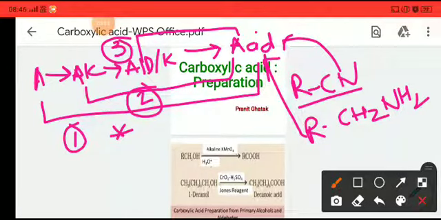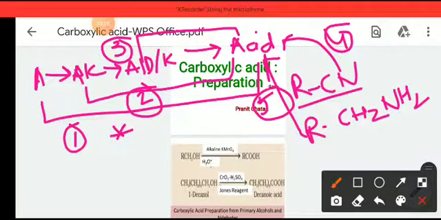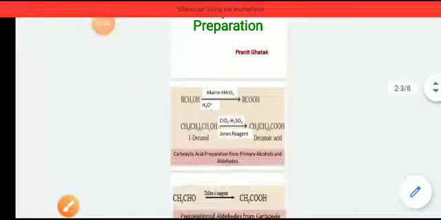To prepare acid from amide. There are also certain other reactions, mainly 4 and 5, as well as some hydrolysis reactions. Almost 7 to 8 reactions are there to prepare the carboxylic acid. So let's begin.